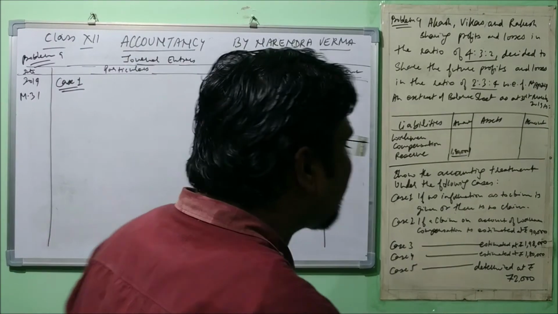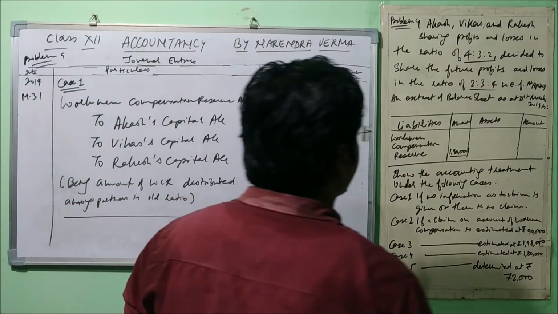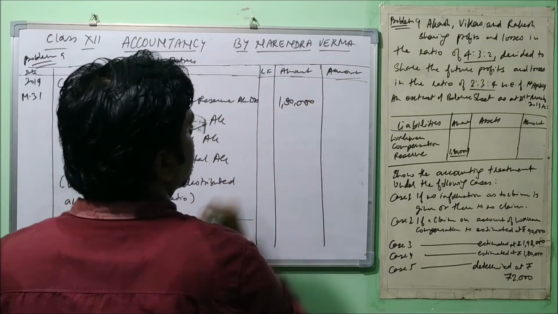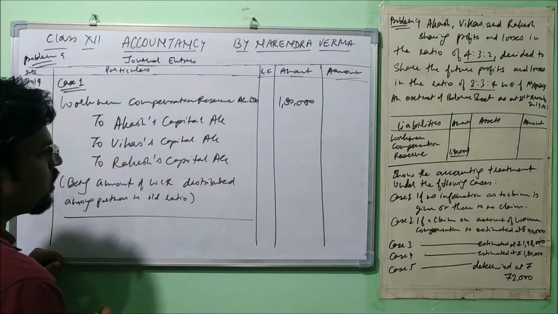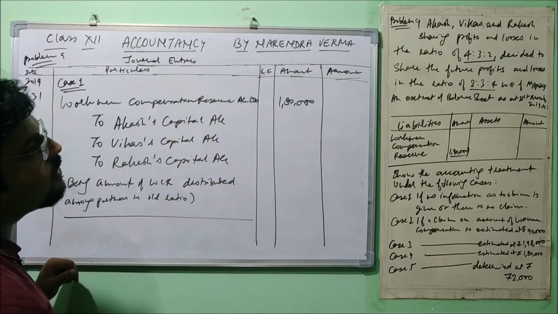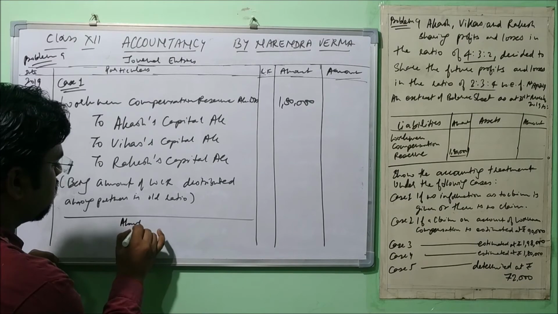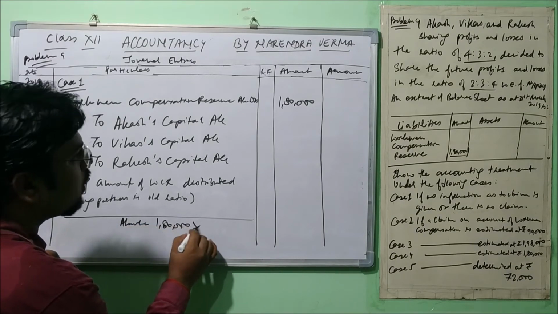So what will be the entry passed here? Let's see what are the names of the partners. Okay, so let's put the value here. The entire amount 1,80,000. So this has to be divided in old profit sharing ratio. So what is the old profit sharing ratio? 4:3:2. 4, 3, 2 makes 9, so Akash is going to get how much share of 1,80,000?